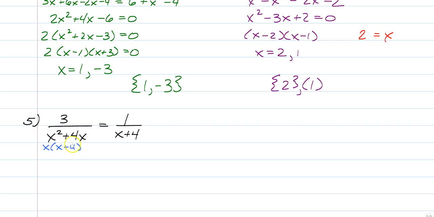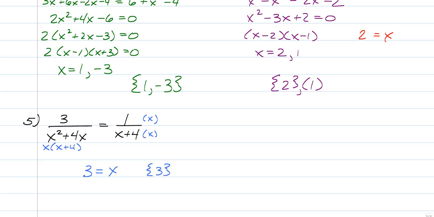But if you want to do it this other way, then we would factor out our x here, and our common denominator is going to be x times x plus 4. This side has an x plus 4, so we're just going to multiply this side by the x. And by doing so, again, we're going to end up with 3 is equal to x, and we're done. And x does work, so we're going to write it as a solution. X is equal to 3.